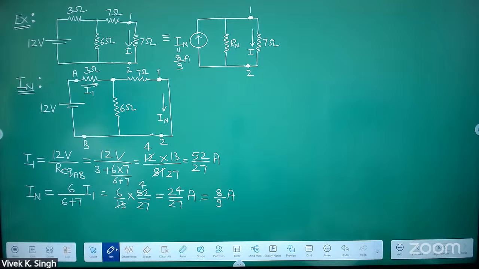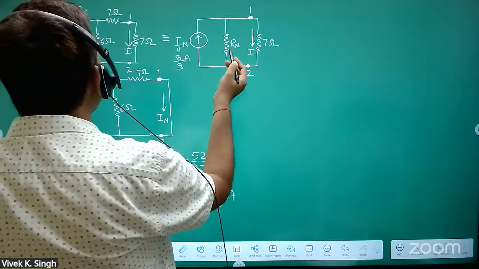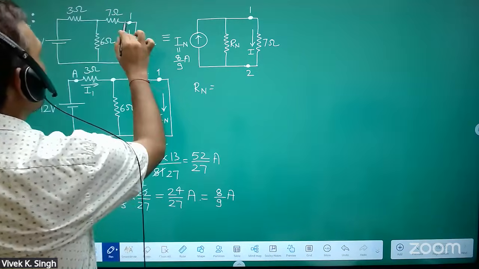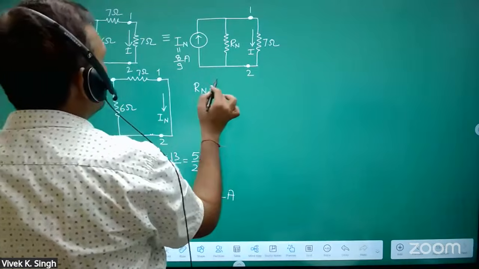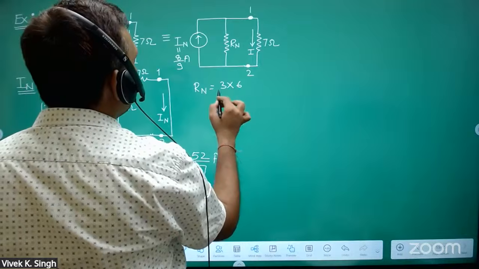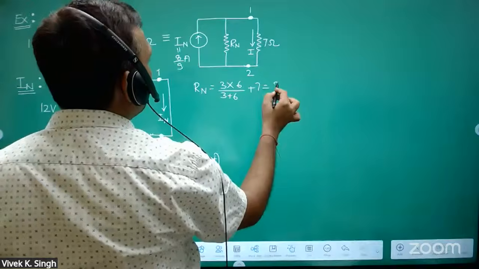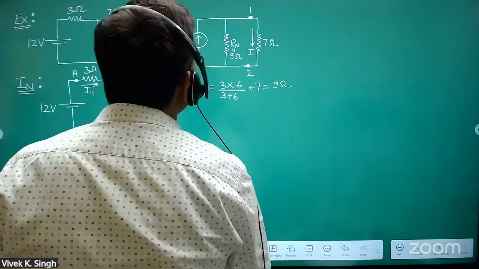And what will be Rn? Rn will be simply, just remove the load resistance. This will be short circuited. So you can see 3 into 6 by 3 plus 6 plus 7. So this will be 9 ohm. So this is 9 ohm.